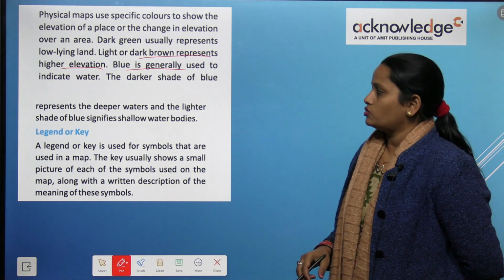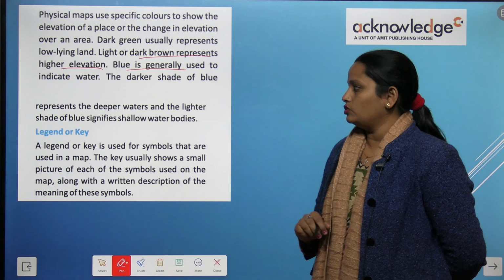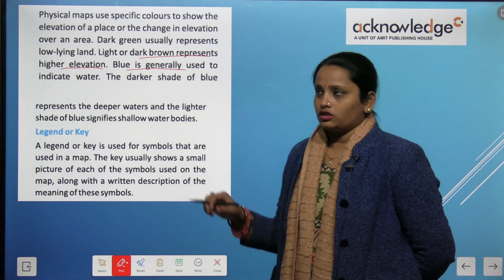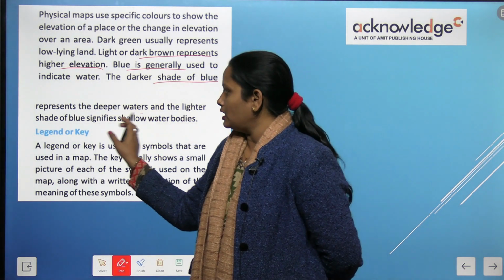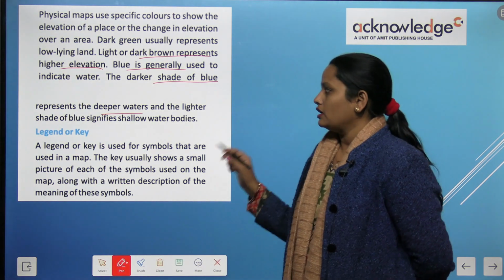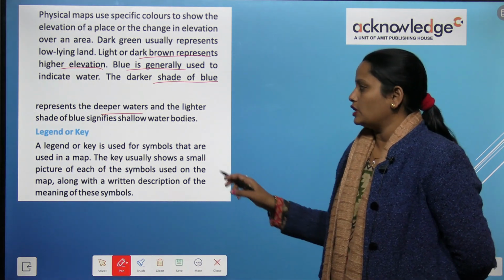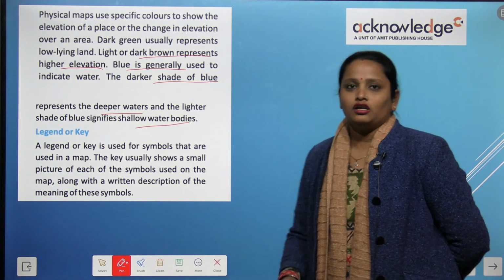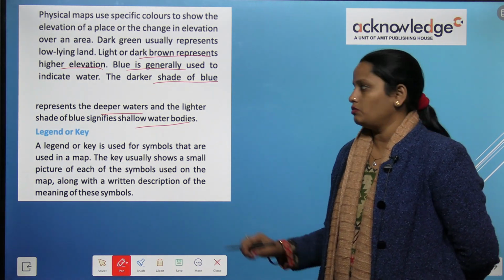ब्लू इज जनरली यूज्ड टू इंडिकेट वाटर. द डार्कर शेड ऑफ ब्लू रिप्रेजेंट द डीपर वाटर. जहाँ पे डार्क ब्लू है वहाँ पे वाटर जो है डीप है. And lighter shade of blue signifies shallow water bodies. Light shade जो है वो हल्के water bodies को बताता है.